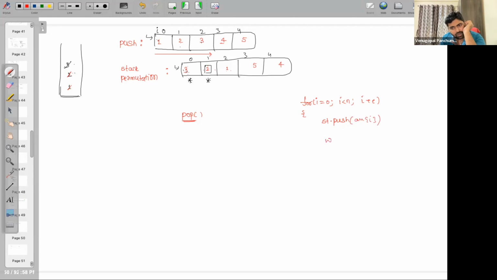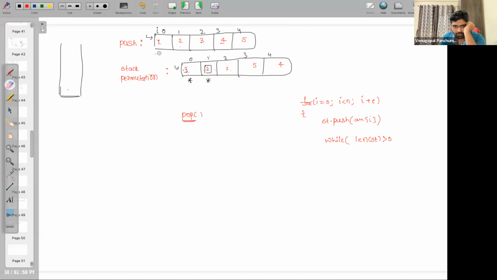Then let me take one while loop. In the while loop, what two things do I need to check? One is that the stack should not be empty, so the length of the stack should be greater than 0. Now again, I'll start from the beginning. I'll explain this code and I'll write the code here.